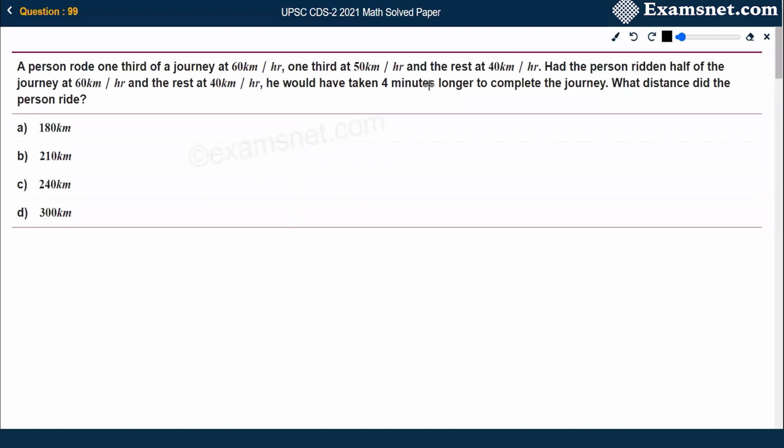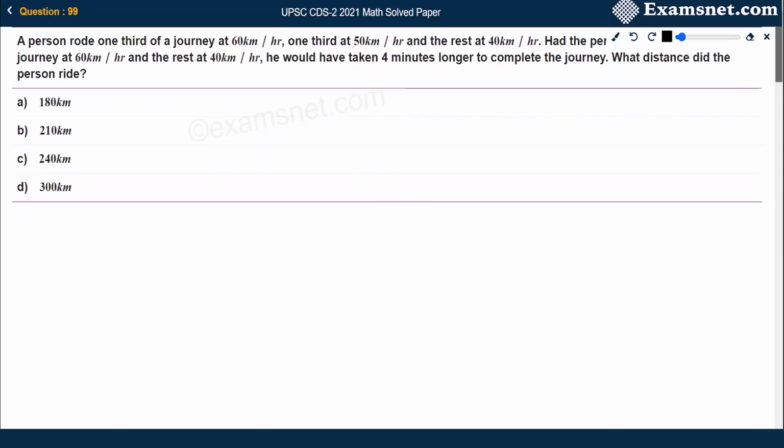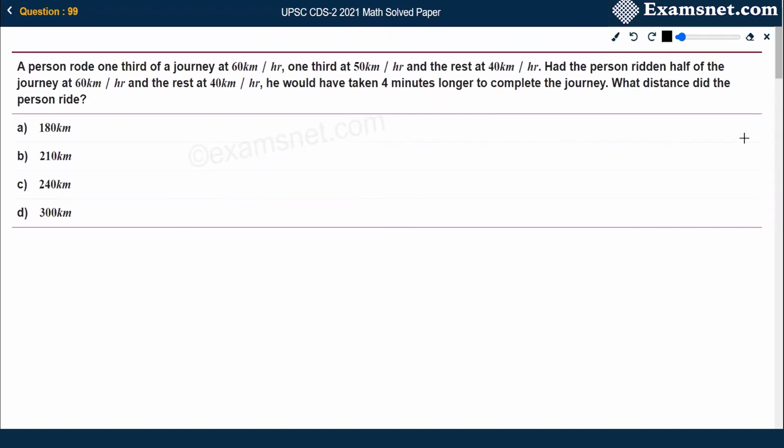In question number 99, we are given with a person rode 1/3 of a journey at 60 km per hour, 1/3 at 50 km per hour, and the rest at 40 km per hour. Had the person ridden half of the journey at 60 km per hour and the rest at 40 km per hour, he would have taken 4 minutes longer to complete the journey. What distance did the person ride?